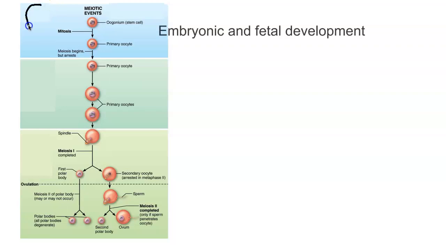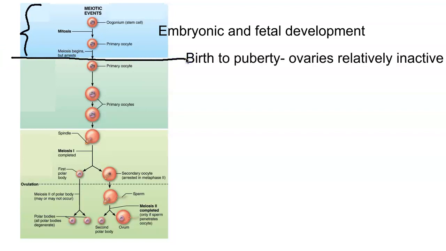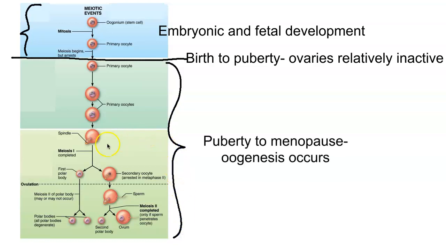So the timing of the meiotic events of oogenesis might be a little unexpected because oogenesis actually starts prior to the person being born. This blue box represents the events that occur prior to the person being born. My black line represents childhood, a time when the ovaries are quiet. And then starting at puberty, oogenesis will continue where it left off. Let's take a closer look at that.